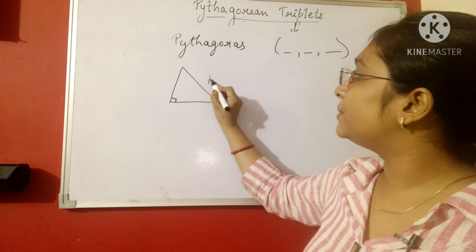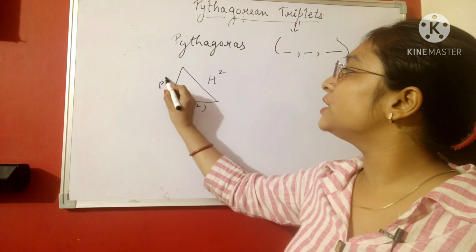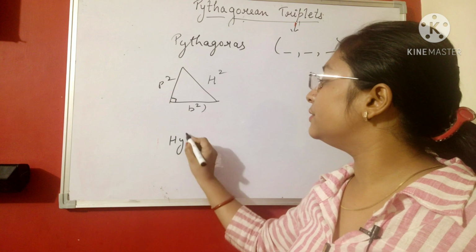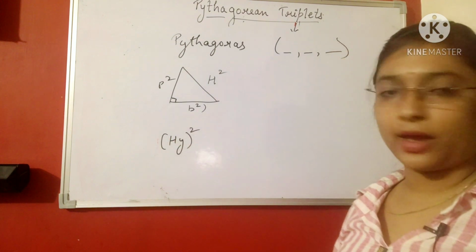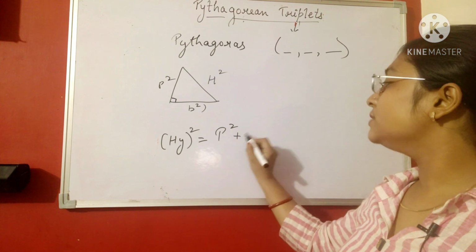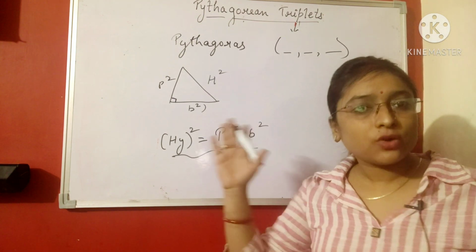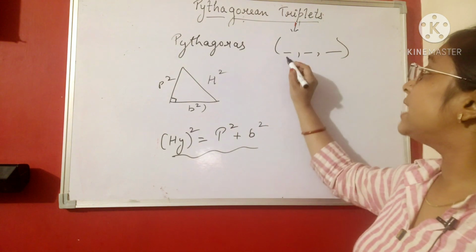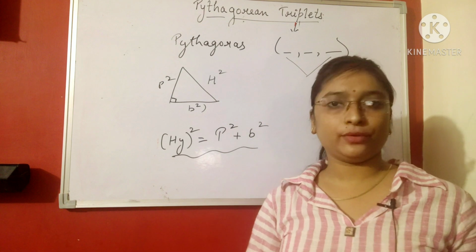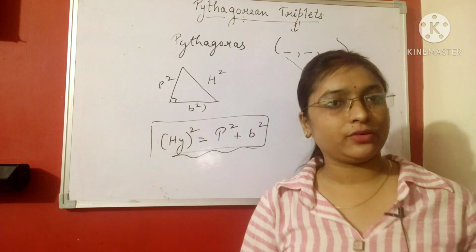Now what is this hypotenuse? This is base and this is perpendicular. So when we apply Pythagoras theorem, it is hypotenuse square is equal to perpendicular square plus base square. Now what does it all mean? It means that when we have a Pythagorean triplet, it should satisfy this equation, right?